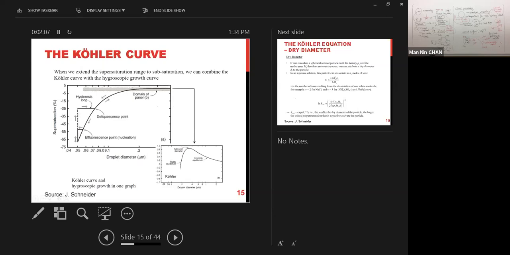So just to remember, when we talk about hygroscopicity, we talk about the subsaturation point. That means below 100%. Then you can have a phase change. For example, deliquescence means you go from solid to liquid. Efflorescence means the liquid becomes solid. So it's a phase transition. And if you go beyond 100%, then we use what we call the Kohler equation. So this is an important point here.